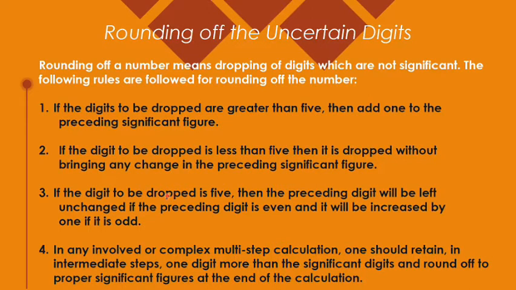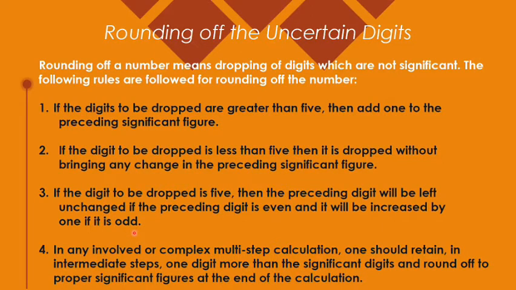But the problem comes if the digit to be dropped is 5 itself. It means I have the observation 5.55. Then what is to be done? Then the preceding digit will be left unchanged if the preceding digit is even. It means if I have 2.65, then I can drop the 5 without doing anything. But it will be increased by 1 if it is odd. If I have 2.55, then the preceding digit is odd and I have to add 1. So my result will be 2.6.